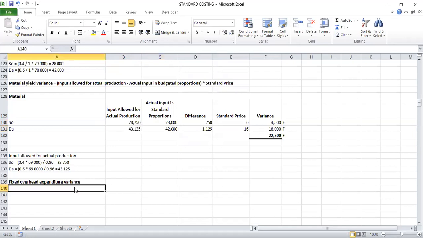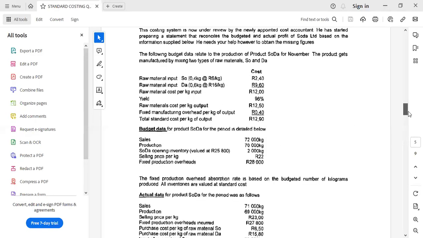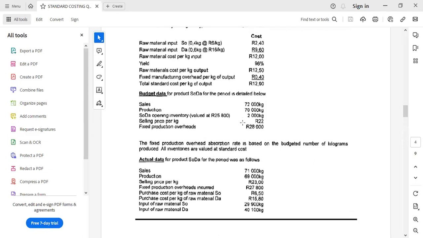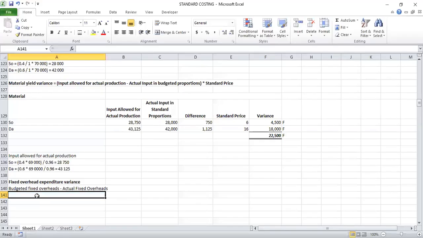Right. All right. Fixed overhead expenditure variance is the budgeted fixed overhead minus actual fixed overhead. Here, our budgeted fixed overheads were 28,000 and the actual was 27,800. So we have 28,000 minus 27,800, which is 200 favorable. You expect to spend 28,000, but you only spent 27,800.